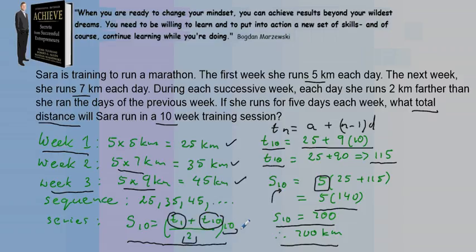I hope this video will help you to understand how to solve a word problem where arithmetic series are involved. For us to solve it properly, please keep 2 things in mind: the general term formula for an arithmetic sequence, and the formula for the total sum for the series. It is important for you to know them.